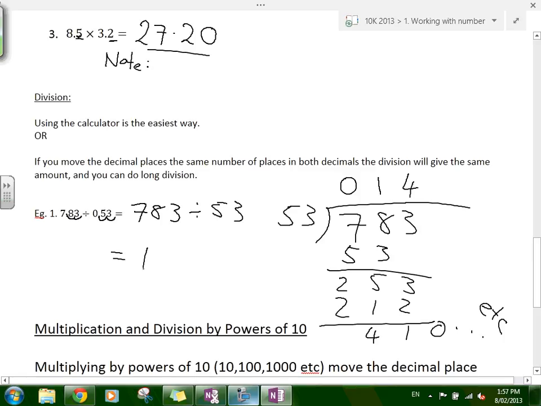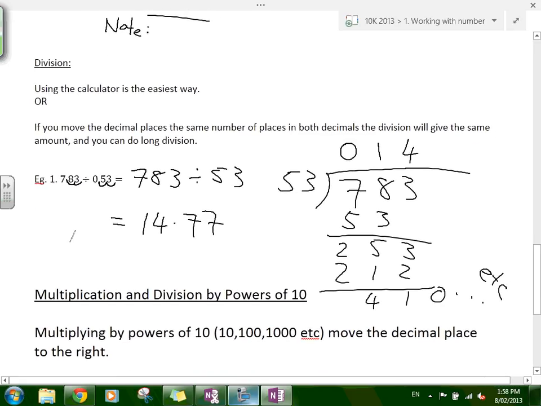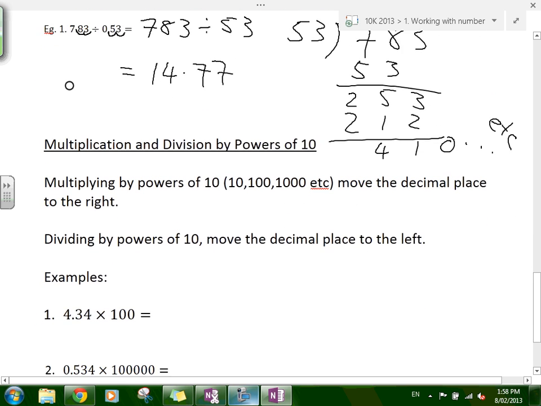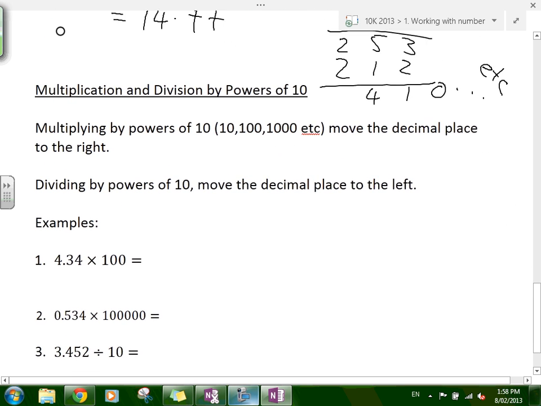So the answer is 14.77. Okay, 14.77. That's just a calculator. Alright, so it's not the best, most practical method, unless you're specifically told to do it by hand. Okay? But let's use a calculator, that's fine. Alright. So the final thing is very straightforward.